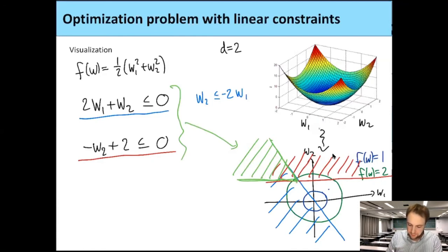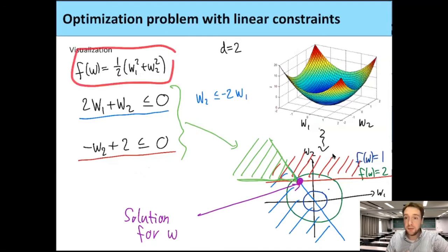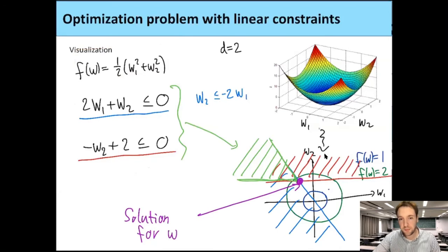So in this case, if I did everything correctly, I hope, this is a solution for W, because this point satisfies these two conditions, and it also minimizes this function f. Okay, and this is an example of an optimization problem with linear constraints.